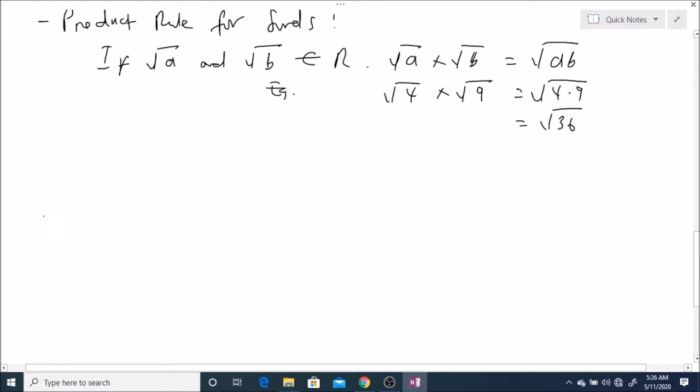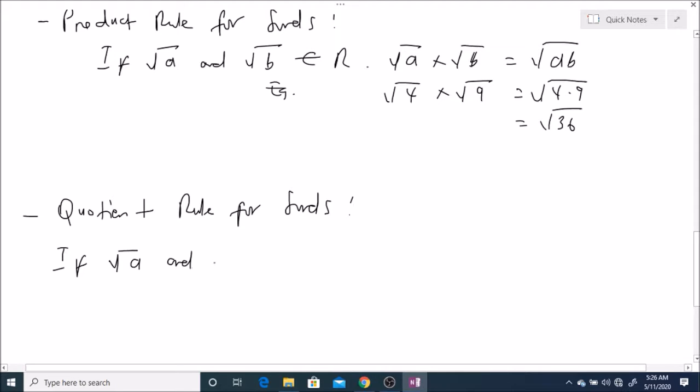Also, let's look at the quotient rule for surds. The quotient rule for surds states that if root of A and root of B are real numbers, then we can say that root of A over root of B is equal to root of A over B.